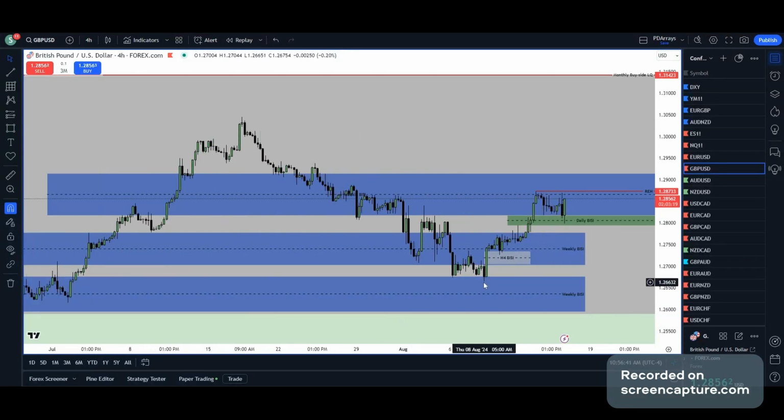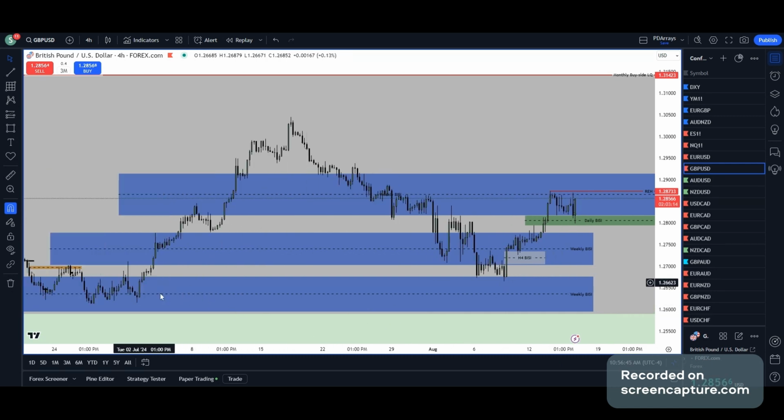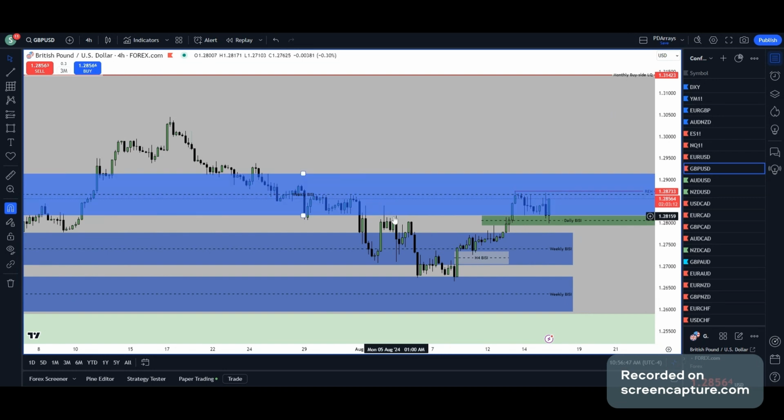we got that here. So we got a little stab into the top. It actually was a retest of this old weekly BISI, but all of this was nested within this BISI as well. So we came down, stabbed into it. It really was this one that I was keying off of.